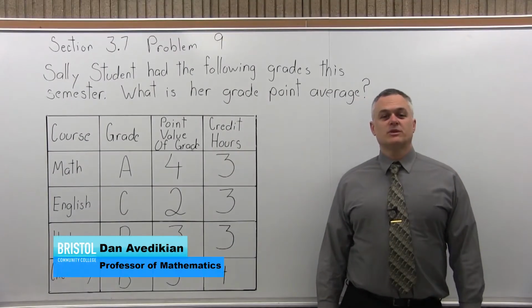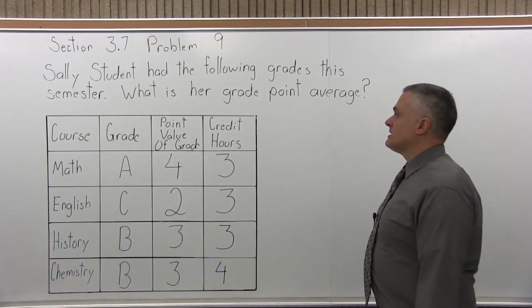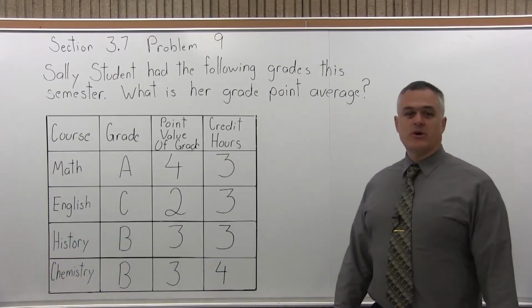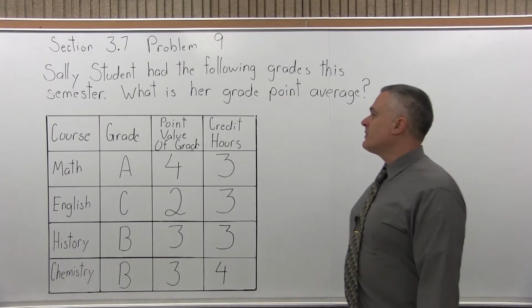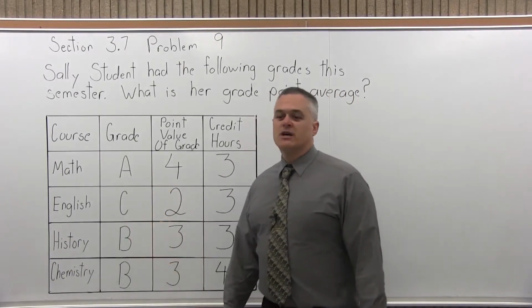This is Section 3.7, Problem 9. It says Sally's student had the following grades this semester. What is her grade point average? So, in math, she got an A, English a C, history B, chemistry another B.